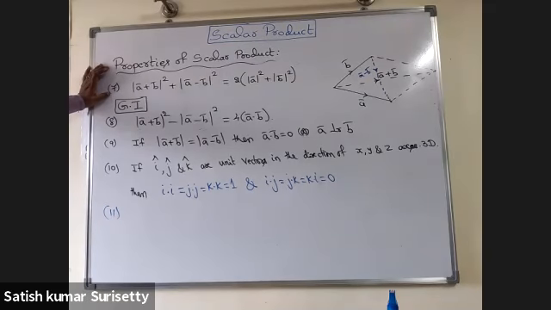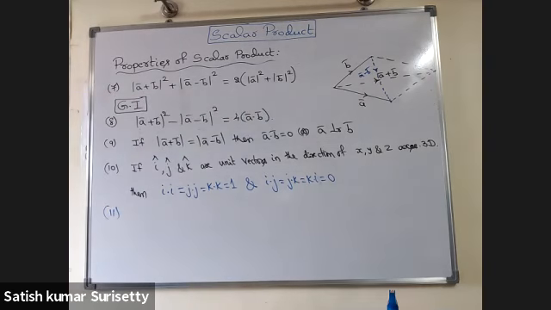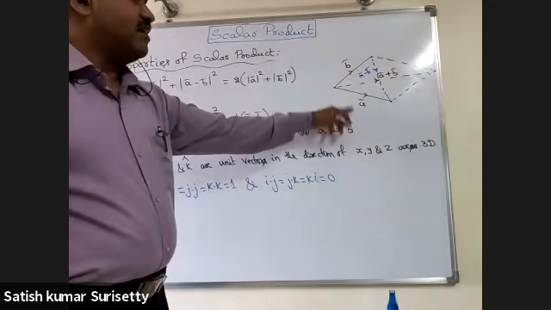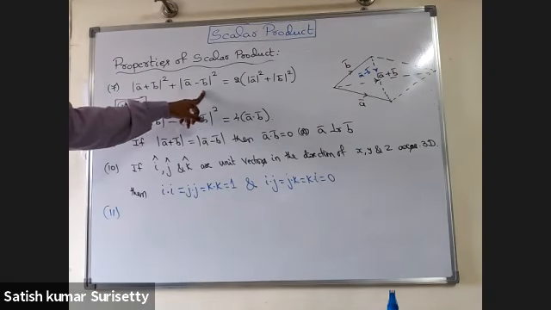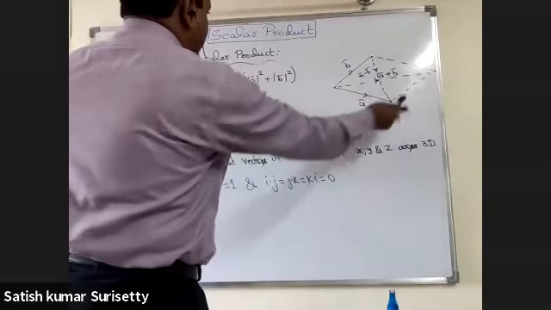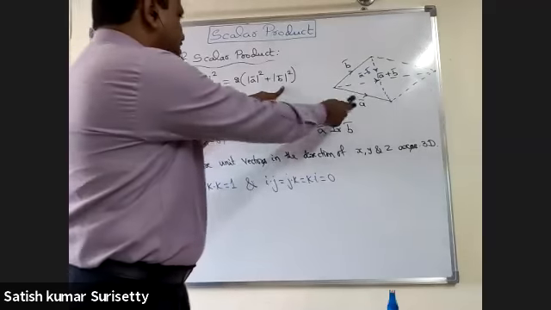Previously I have written modulus of a bar plus b bar whole square and modulus of a bar minus b bar whole square, which you have derived. If I add them, I will get 2 into modulus of a square plus modulus of b square. Now the geometrical interpretation of this result is, if a bar and b bar are the adjacent sides of a parallelogram, then the diagonals will be a bar plus b bar and a bar minus b bar. So from this I can conclude that the sum of the squares of the lengths of the diagonals in a parallelogram is twice the sum of the squares of the adjacent sides.